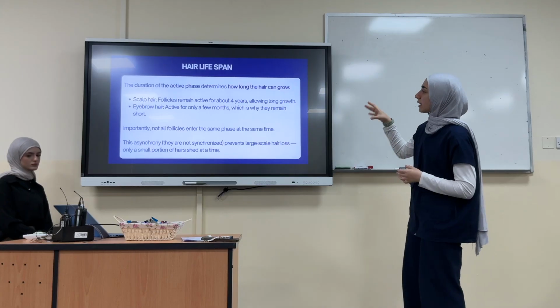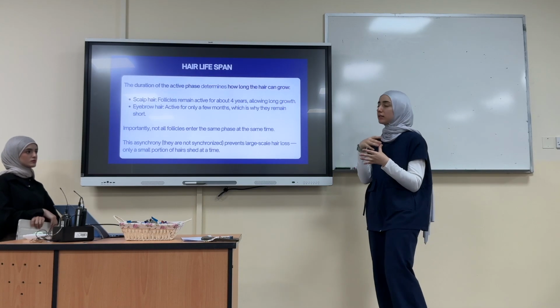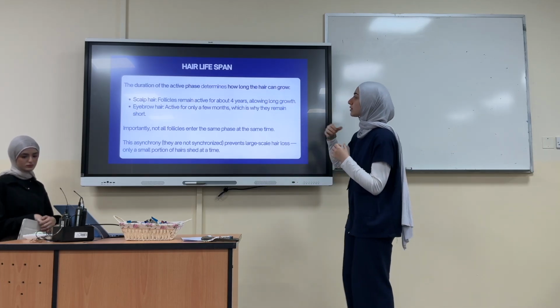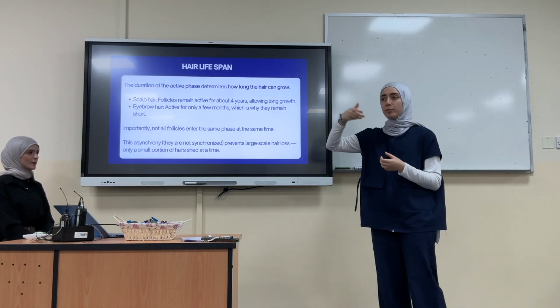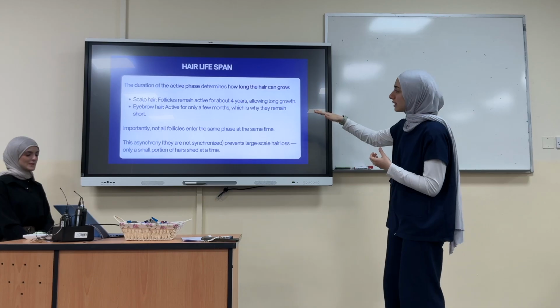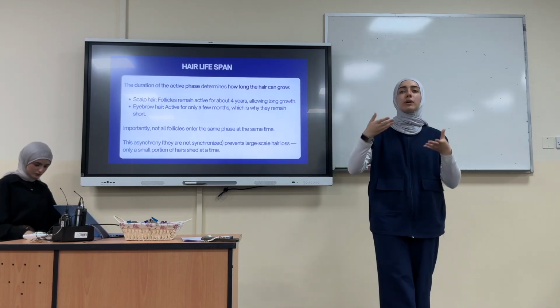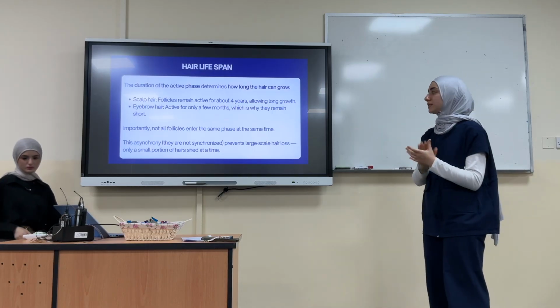For the lifespan, I did mention earlier, it is shorter in some regions, and thicker and longer in others. In eyebrow hair, for example, it is going to be active for only a few months, so that otherwise your eyebrows will be very long, right? At the same time, for scalp hair, the cycle should be very long to allow your hair to grow before it starts a new resting phase. Okay?